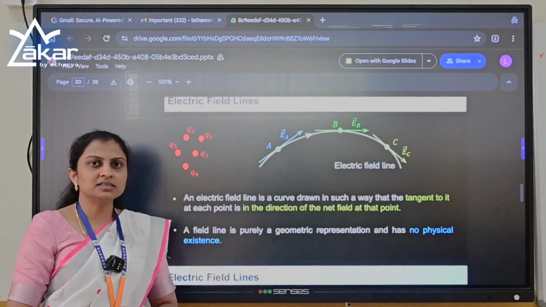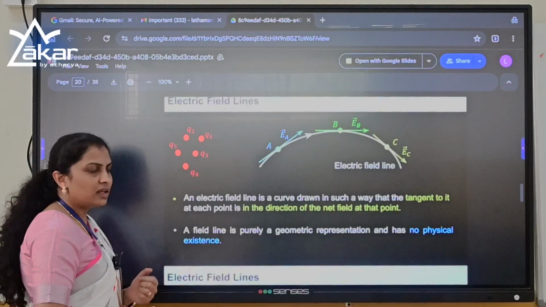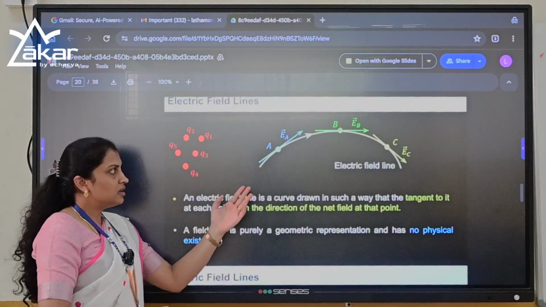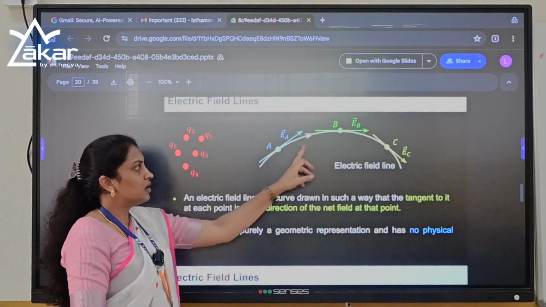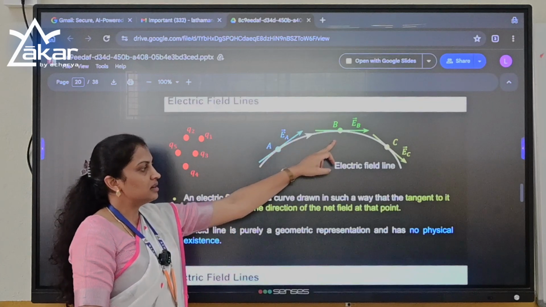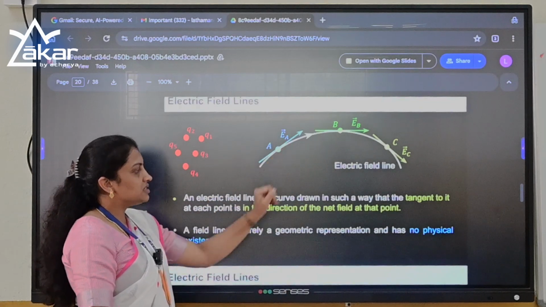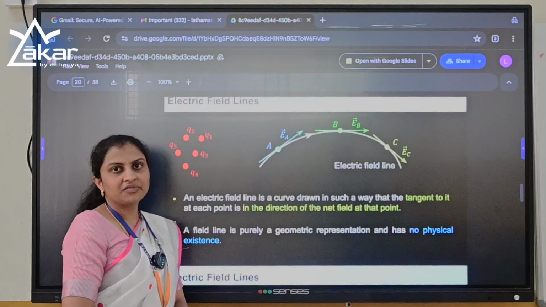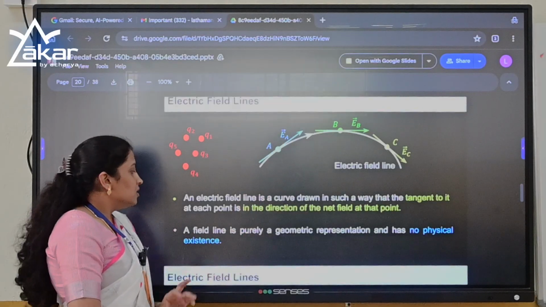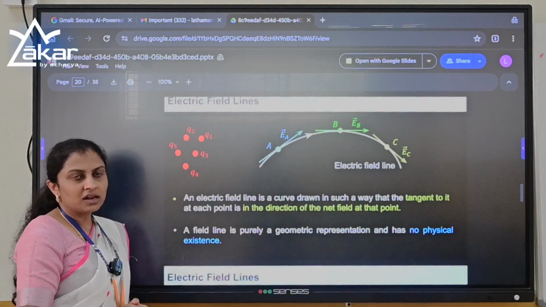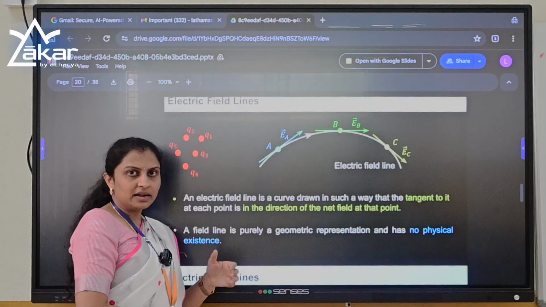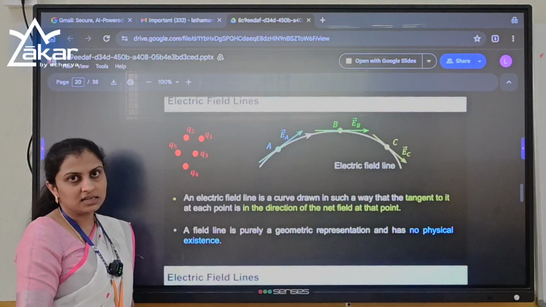The next topic is electric field lines. What are the electric field lines? Here you can see it is a curve drawn in such a way that the tangent to each point shows the direction of the electric field at that point. It is purely a geometric representation and it has no physical existence.